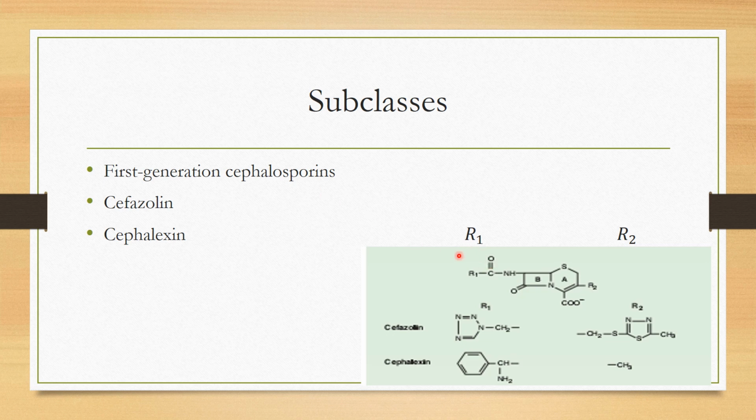As you learned in the previous video, this is the basic structure of cephalosporins, and it contains 2 R groups, R1 and R2. By attaching different substituents on R1 and R2, various subclasses are formed. And here we show these R1 and R2 groups. For example, in the case of first generation cephalosporins, the examples are cefazolin and cephalexin. And here are the R1 and R2 groups of cefazolin and cephalexin.